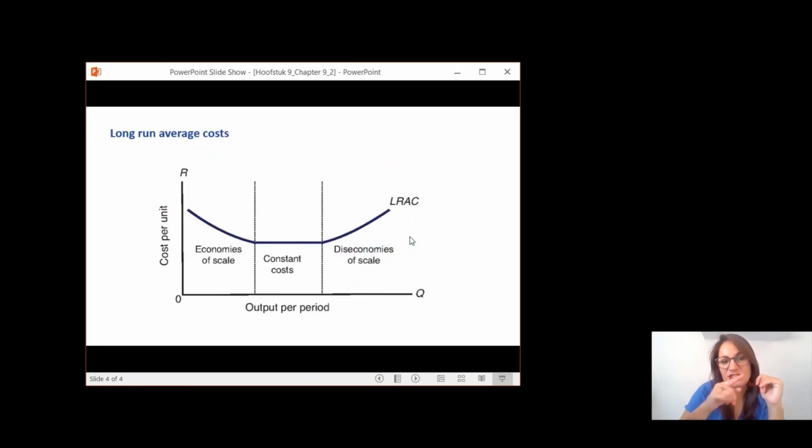And lastly is your long run average cost. So this is in the long run. You will have economies of scale, which means that the more you produce, the cheaper it gets. You can see that the long run average cost curve is sloping downwards in that first quadrant, as output increases. Then you have constant cost, and then lastly you have your diseconomies of scale, which means your costs increase as your production and your quantities increase.